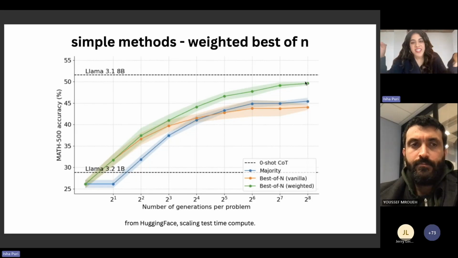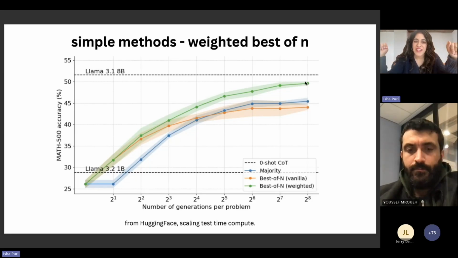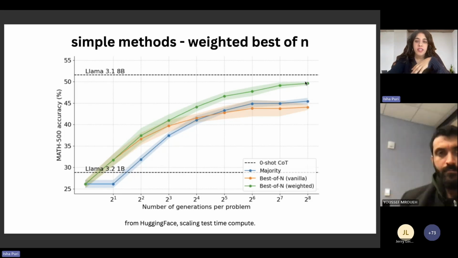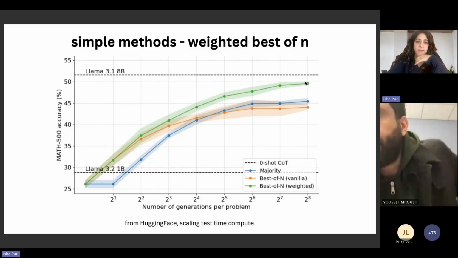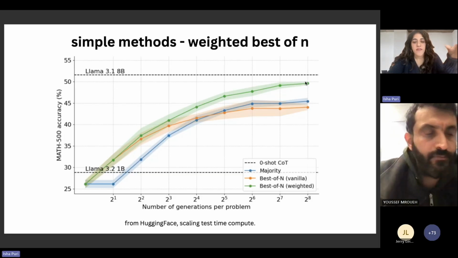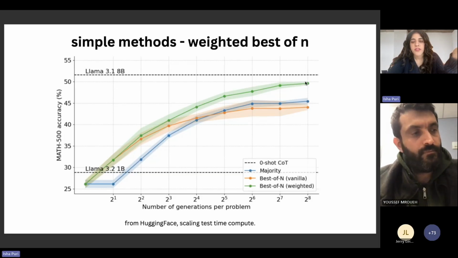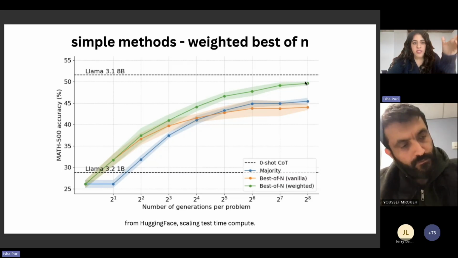And so again, these are the types of inference time scaling curves that everyone really wants to see. This really just tells you that the more generations you get, the higher accuracy you can squeeze out of your model. And this is, I think, a very basic baseline that a lot of people compare to in the inference time scaling universe.